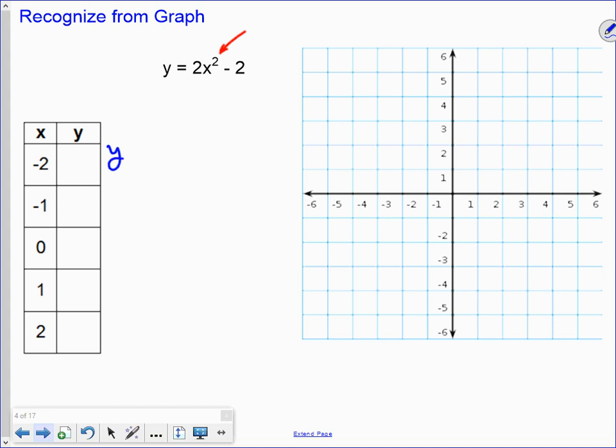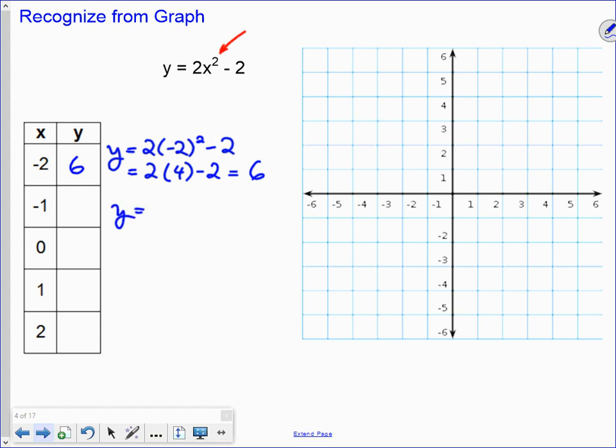So for our first one, we're going to have y equals 2 times negative 2 squared minus 2. Remember, we have to do order of operations when we're evaluating things like this. We have to do the stuff in brackets first, but then the exponent, so negative 2 squared is going to be negative 2 times negative 2, which is a positive 4. And then 2 times 4 is 8 minus 2 is going to give us 6.